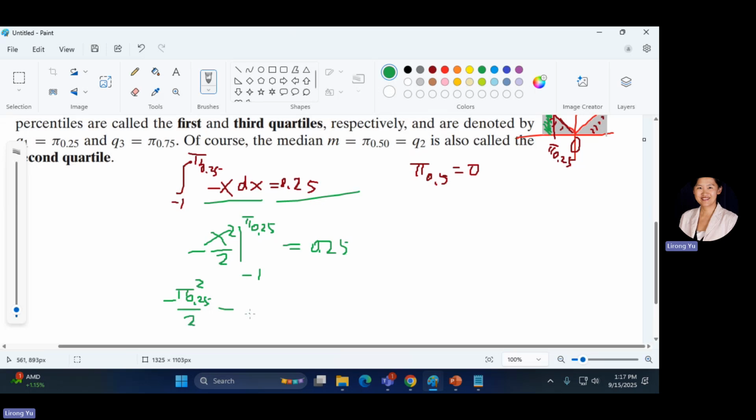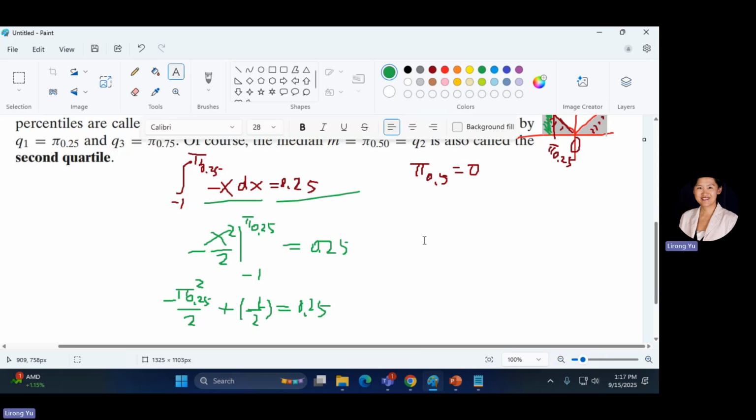The lower limit is -1 squared, so it's minus negative, minus 1/2, right? Plug in -1 for x. It's minus -1/2, so it's plus. This is equal to 0.25. So let me try to type it. The number we're solving, let's call that a. Negative a squared over 2, and plus 1 over 2, which equals 0.25.